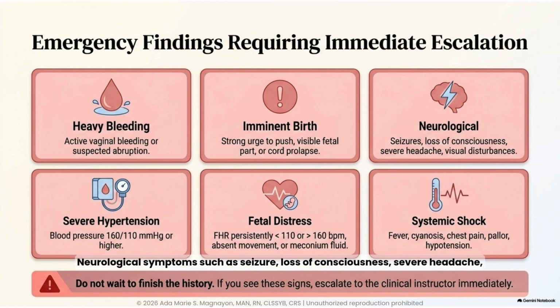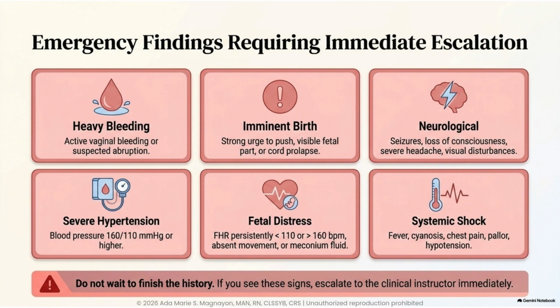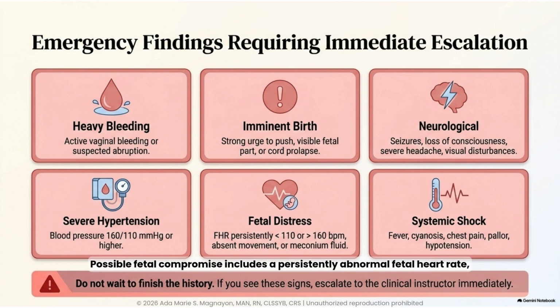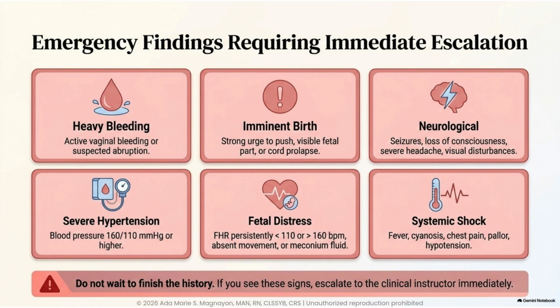Neurological symptoms such as seizure, loss of consciousness, severe headache, or visual disturbance may be associated with severe preeclampsia or eclampsia. Severe hypertension, particularly a blood pressure of 160/110 mm of mercury or higher, requires urgent evaluation. Possible fetal compromise includes a persistently abnormal fetal heart rate, absent fetal movement, or meconium-stained fluid, especially when accompanied by other concerning findings. Signs of systemic compromise include fever, cyanosis, chest pain, pallor, or hypotension.